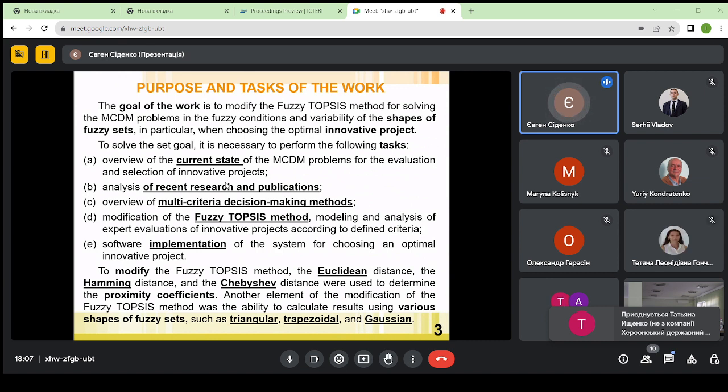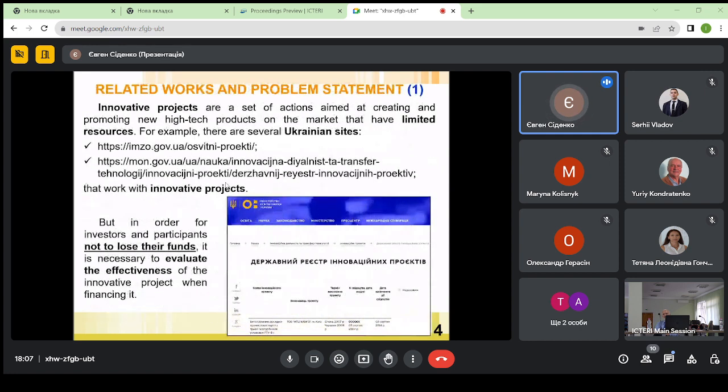To modify the fuzzy TOPSIS method, we use Euclidean distance, Hamming distance, and Chebyshev distance to determine the proximity coefficients. And another element of the modification of this fuzzy TOPSIS method is to calculate results using various shapes of fuzzy sets, the most popular: triangular, trapezoidal, and Gaussian membership functions.